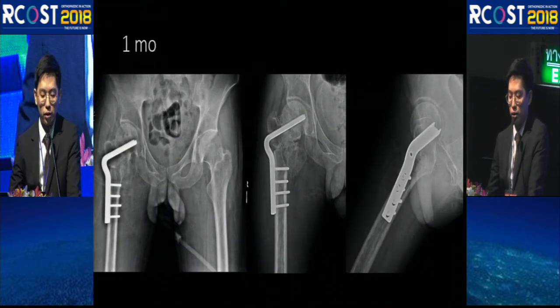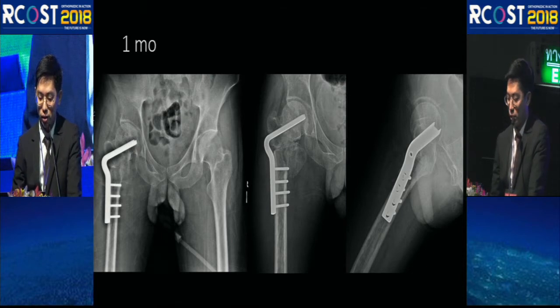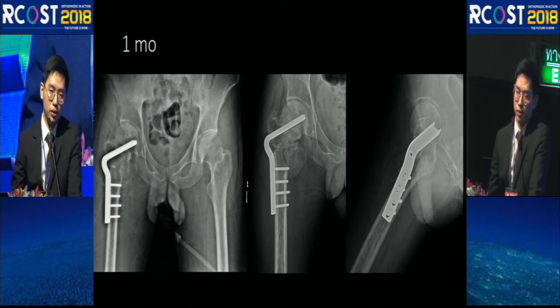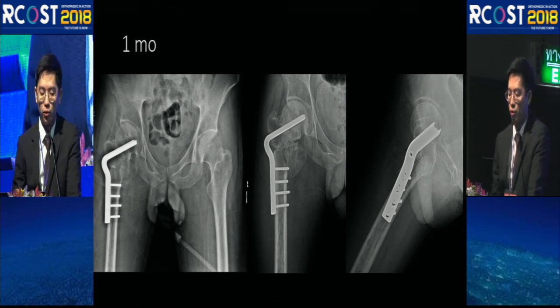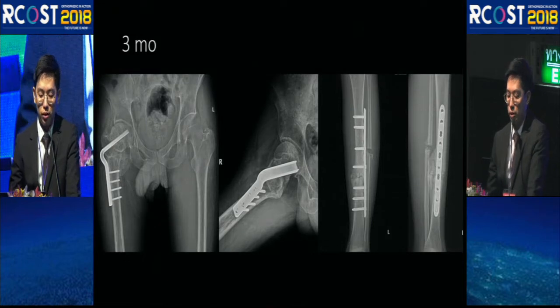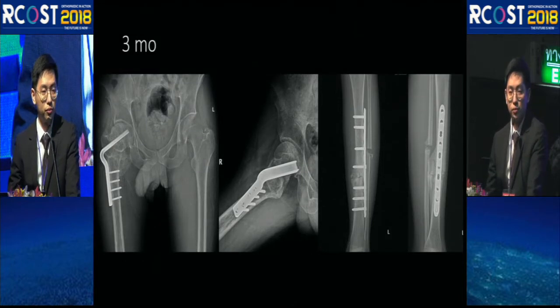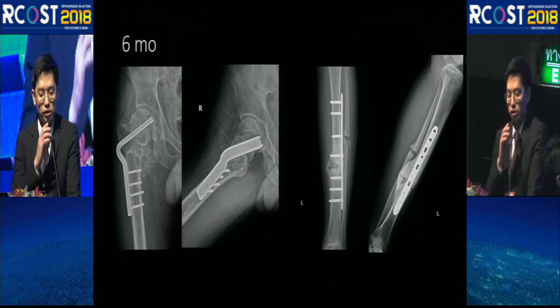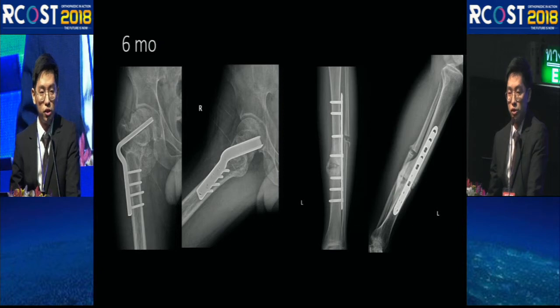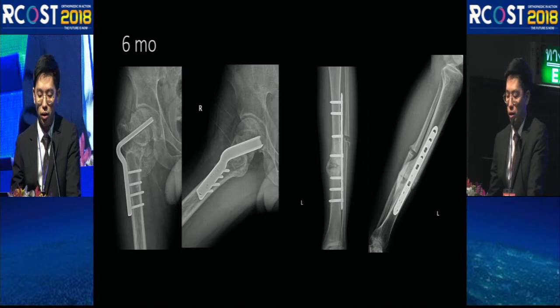After 1 month, we see slight collapse of the femoral head, and the angled blade in the lateral view is much nearer the cortex of the posterior part of the femoral head. At 3 months, it collapsed slightly further, but at 6 months, the collapse had stopped, and we can see callus formation at the medial calcar area and callus formation at the left tibia.